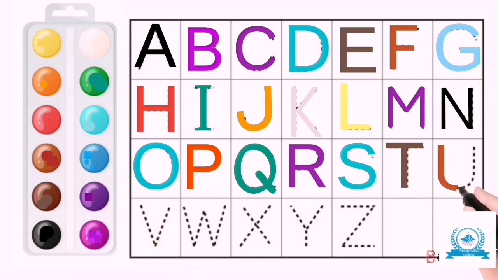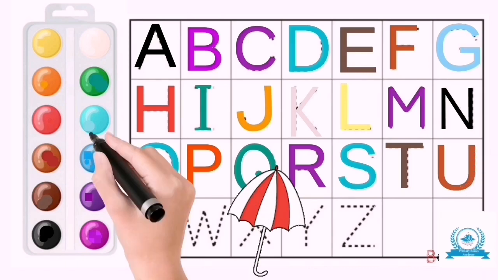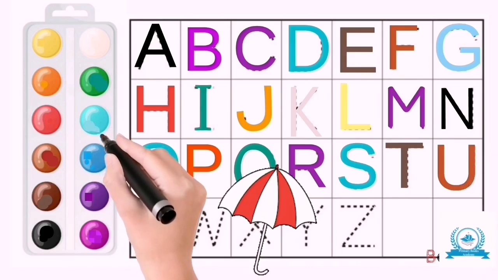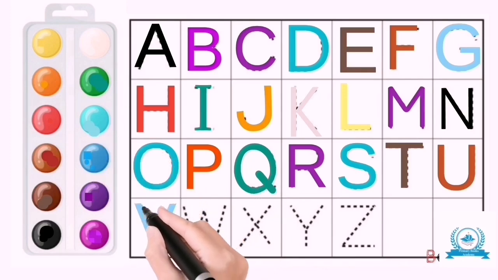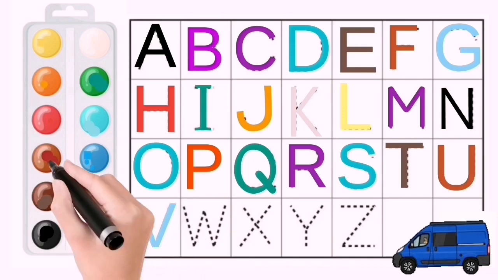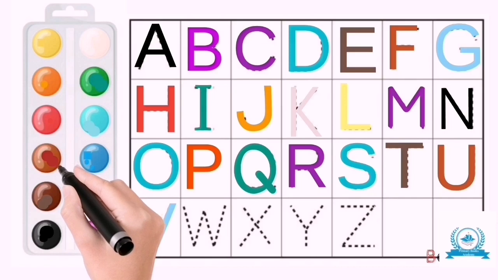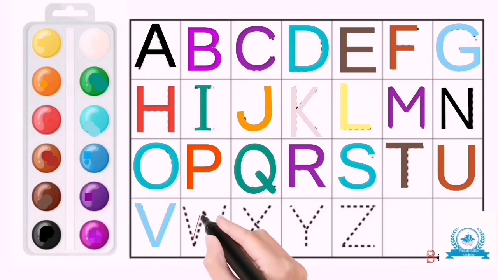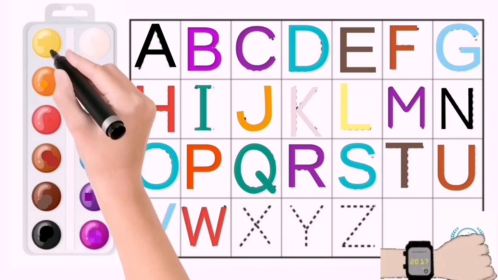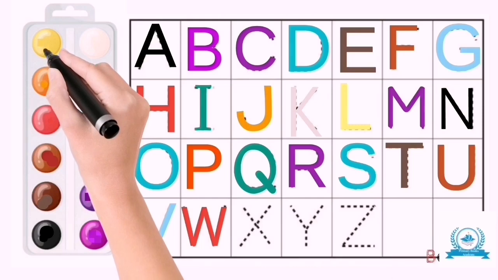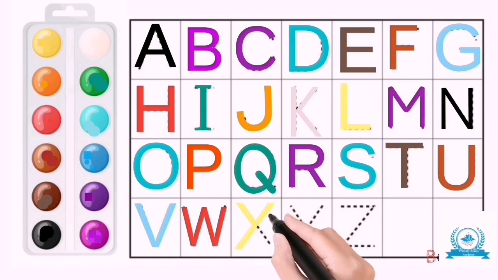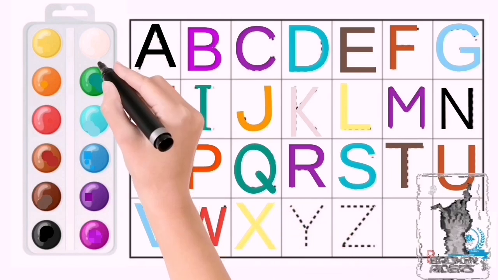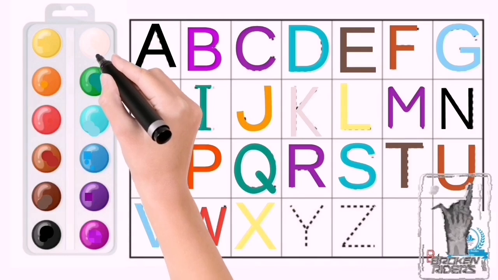U. A, B, C, D, E, F. U is for umbrella. Q, R, S, T, U, V. V. V is for van. Next time won't you sing with me? W. W is for watch. A, B, C, D, E, F, G, H. I, J, K, L, M, N, O, P. X is for X-ray.